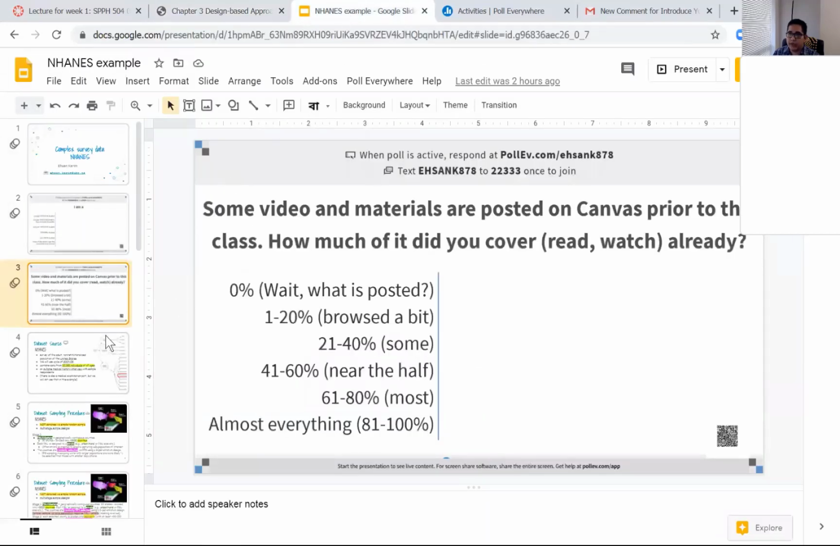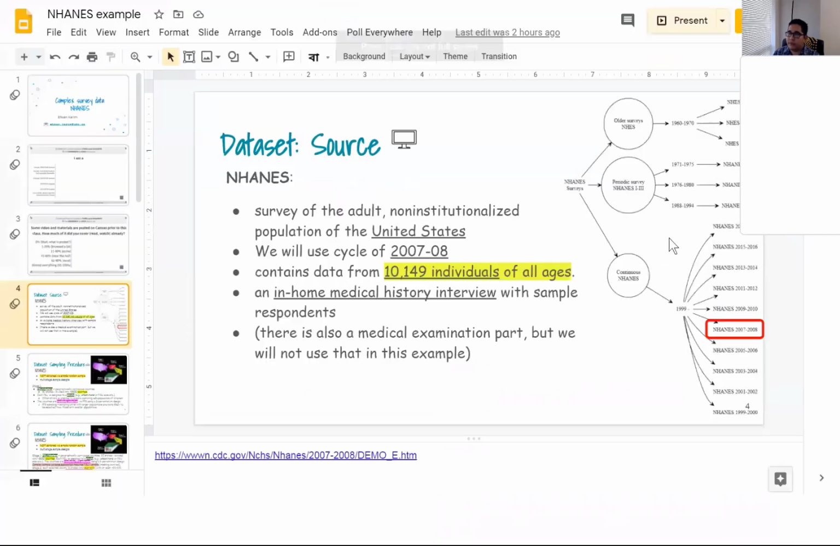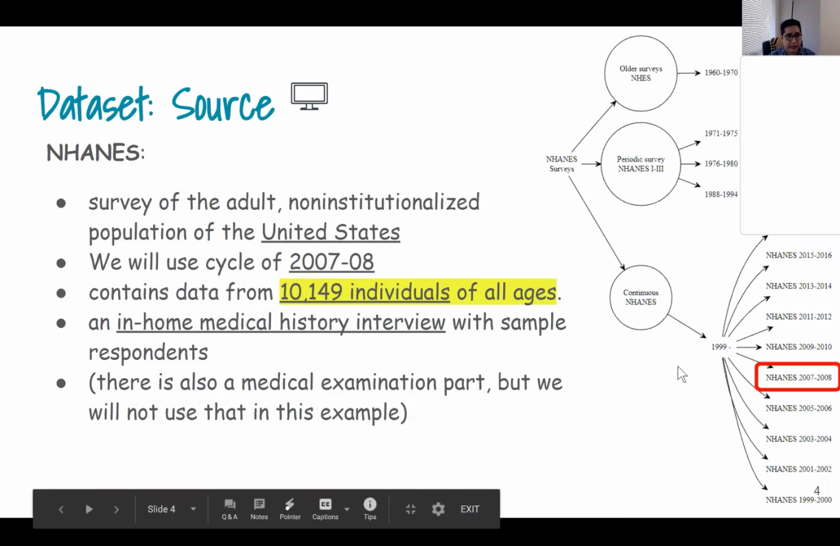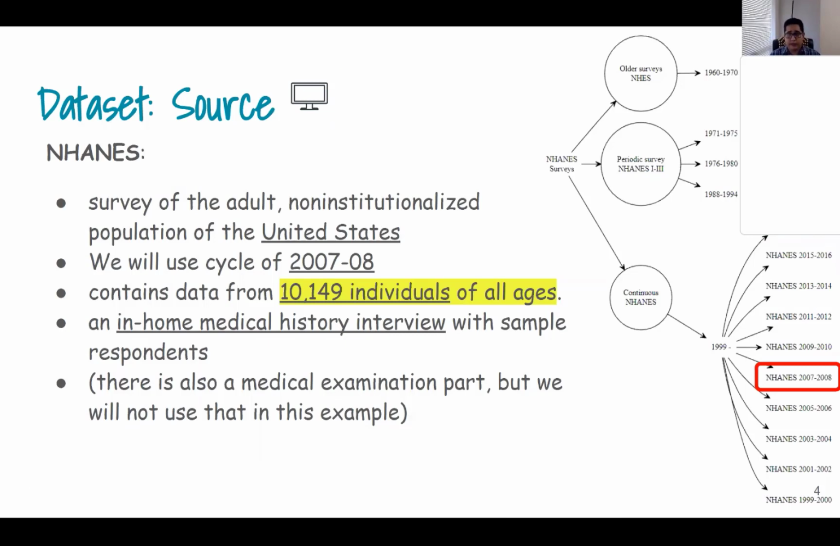Just to give you an example of a complex survey, it is probably helpful if I give a very concrete example of what is happening in NHANES and how they do their sampling. The NHANES dataset has a long history of being collected by the US CDC, and there were many phases of data collection in earlier years.